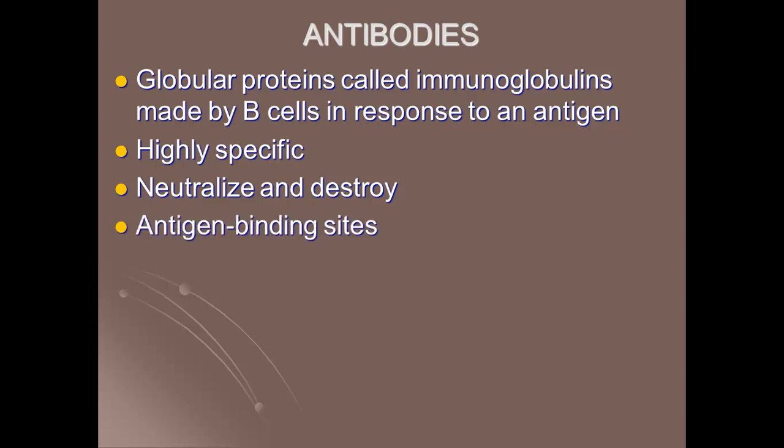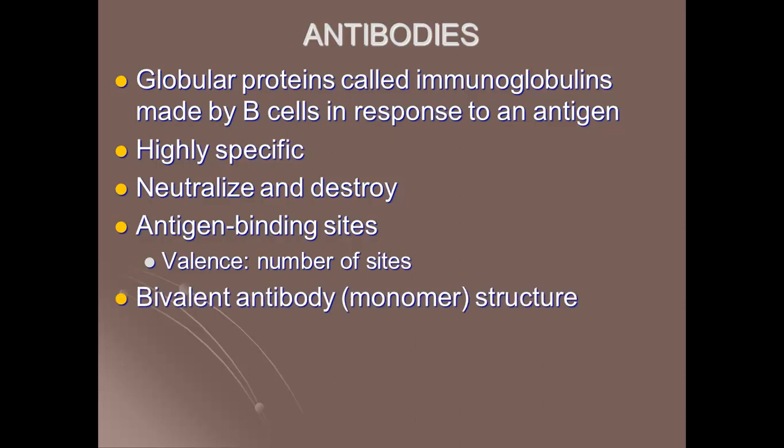Antigen binding sites bind to specific epitopes. The number of antigen binding sites determines the valence. So depending on how many binding sites you have, that is the number of valence sites that you have. Usually the most common one that we discuss is bivalent. So how many valence sites do we have? 2. Very good. So we'll have 2 sites.